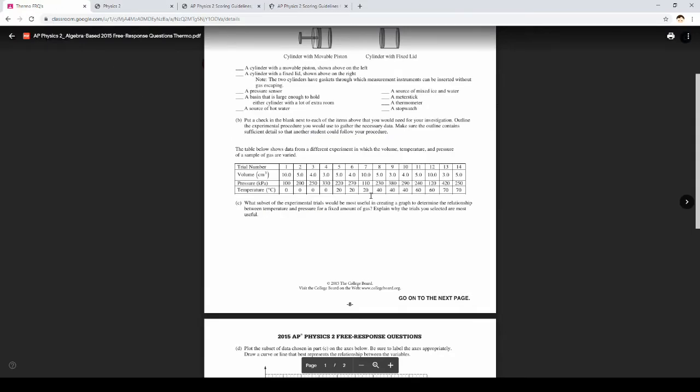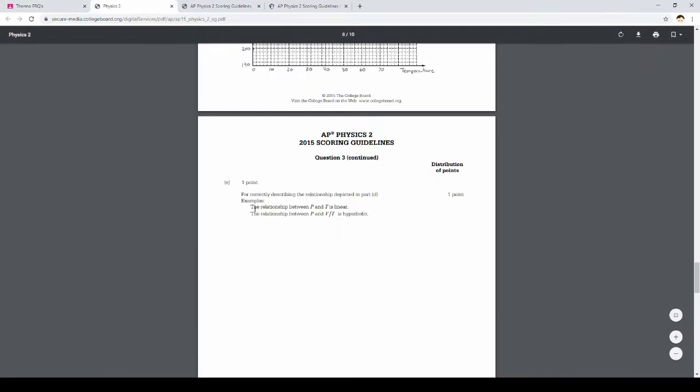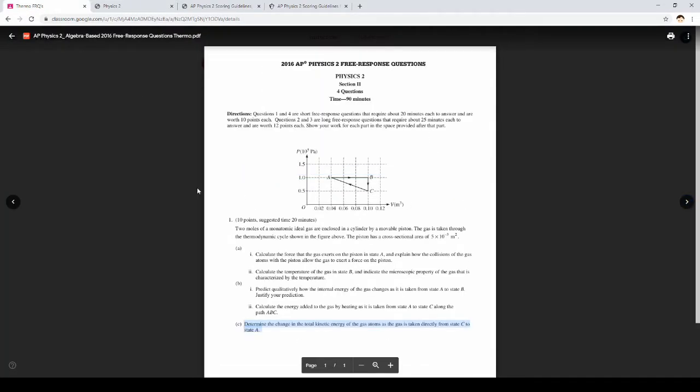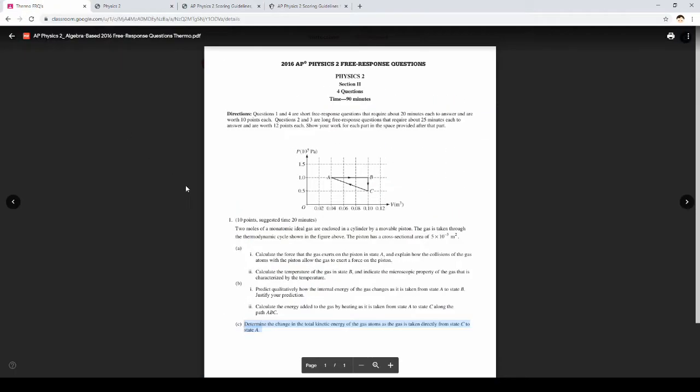The last part is what can be concluded from your line. So we should be able to determine that there is a direct relationship between pressure and temperature. The next one was off of the 2016 exam. This one was using a PV diagram for an engine.